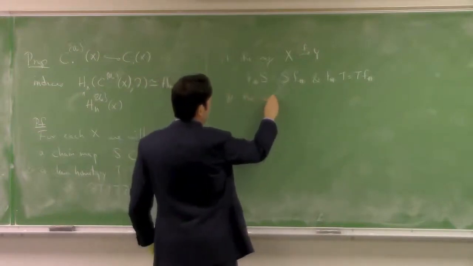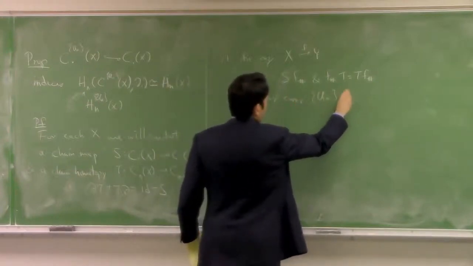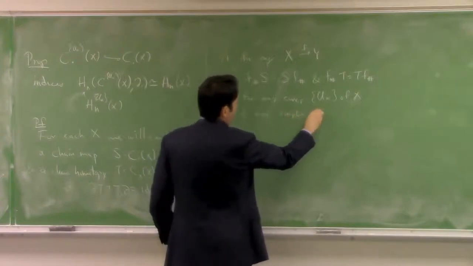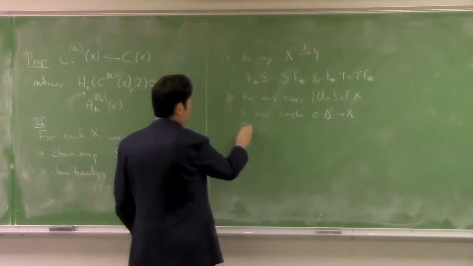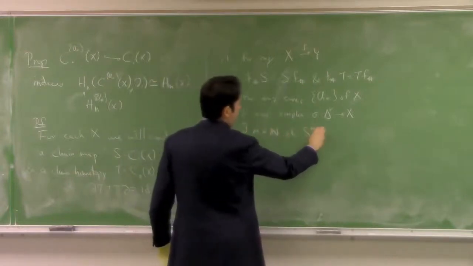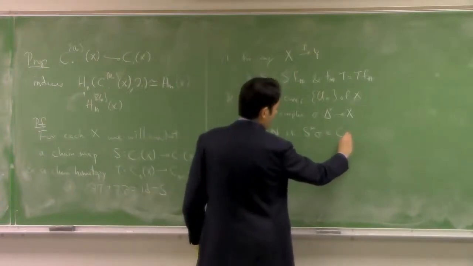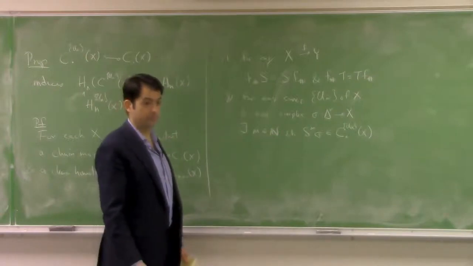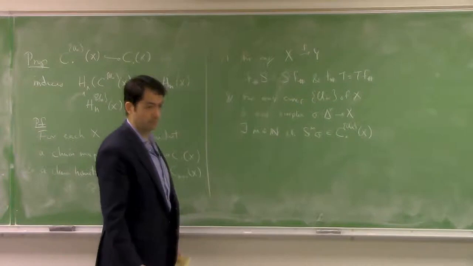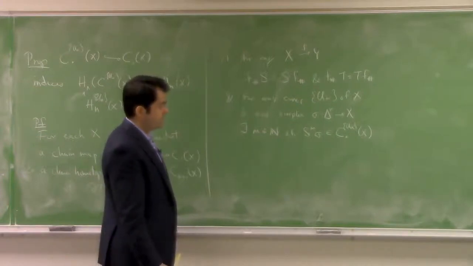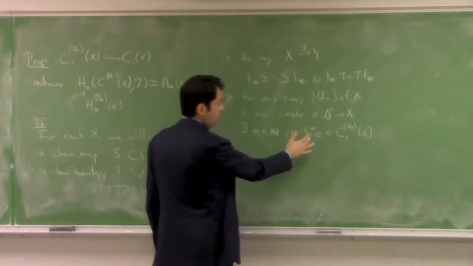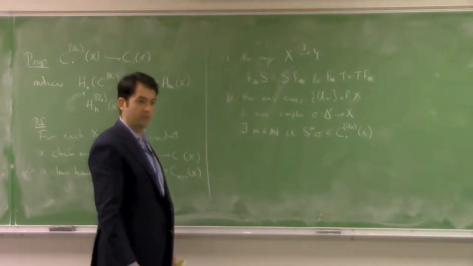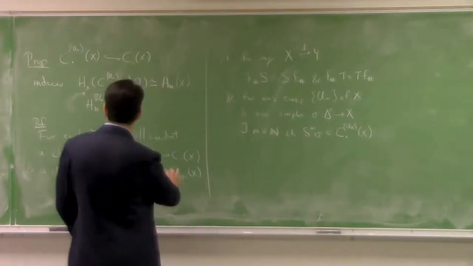Okay. And for any cover U alpha of X and any singular simplex sigma, there exists an M such that S^M sigma is in C^{U_alpha}(X). Okay, so if you give me any simplex, then subdividing it enough times, I end up with something where each subsimplex maps into the interior of one of these sets. Okay, so that's what we're going to do.